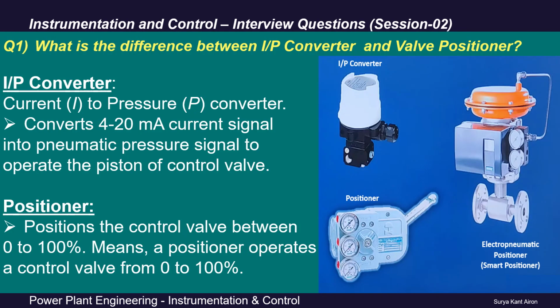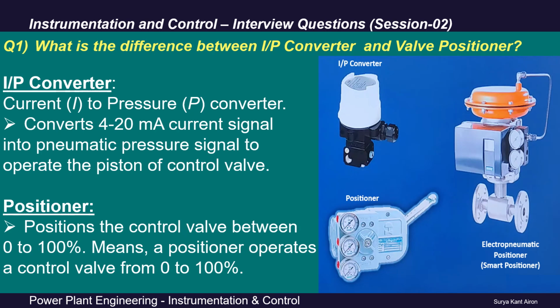Our first question for the day is, what is the difference between a positioner and an I to P converter? Friends, I stands for current and P stands for pressure. So an I to P converter is basically a current to pneumatic pressure converter. Friends, from DCS or PLC, we get a 4 to 20 milliampere electric current command to operate our control valve. But to operate the piston physically, a physical pressure is required. So this I to P converter converts that 4 to 20 milliampere electric current signal into corresponding pneumatic pressure to open or close the control valve.